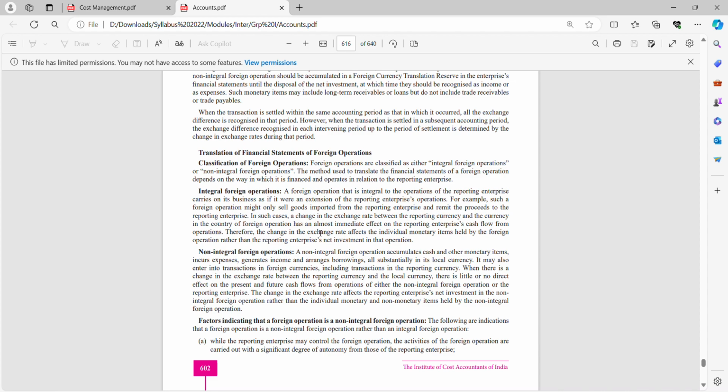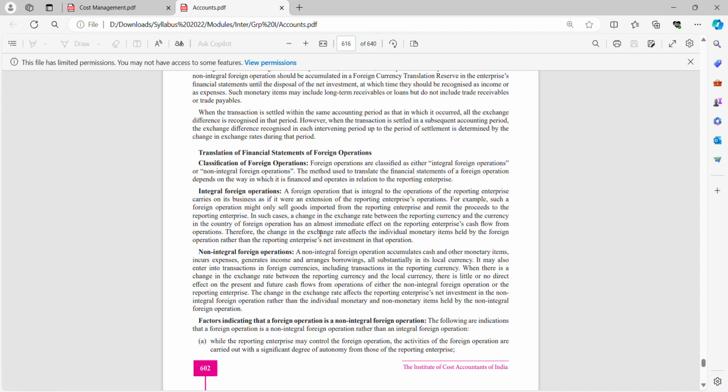Integral foreign operations are foreign operations that are integral, an internal part of the operations of the reporting enterprise. It carries on its business as if it were an extension of the reporting enterprise's operations. For example, such a foreign operation might only sell goods imported from the reporting enterprise and remit the proceeds to the reporting enterprise. In such a case, a change in exchange rate between the reporting currency and the currency in the country of foreign operations has an almost immediate effect.